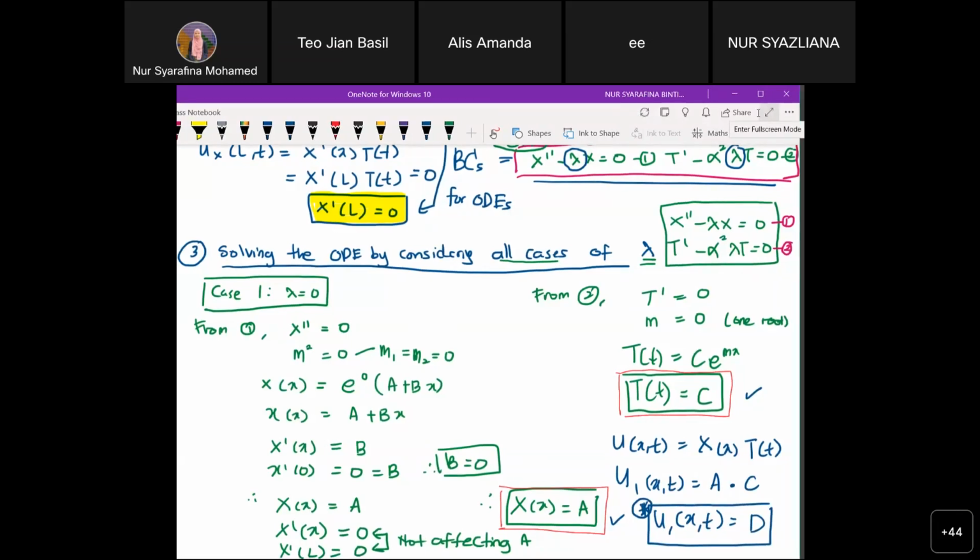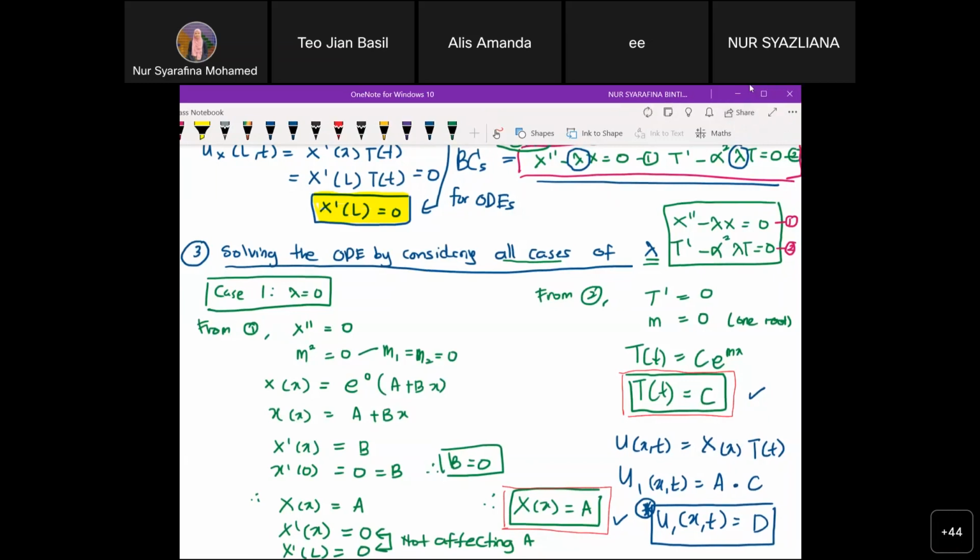Yes? How do we find t prime? Okay, change to the characteristic equation. Remember, double prime will give you m squared. So t prime will give you m. And directly m equals 0. And you know that this involves only one root.